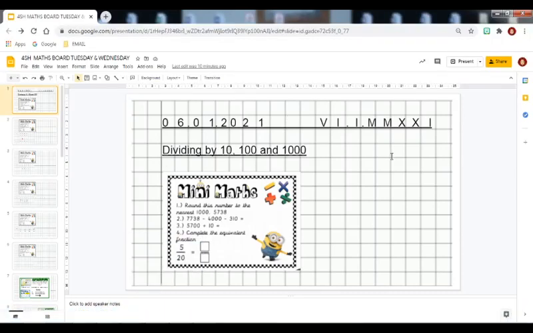Good morning, Year 4. Today we're going to be dividing by 10, 100 and 1000.